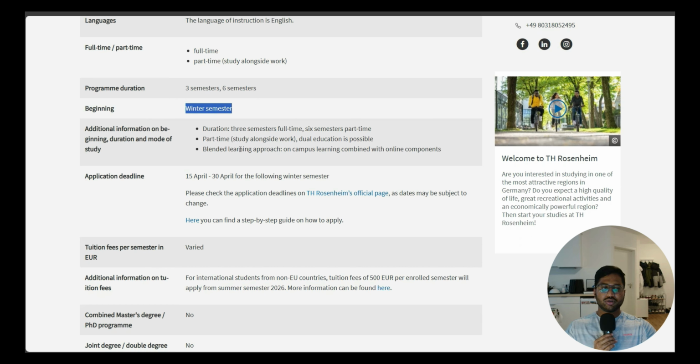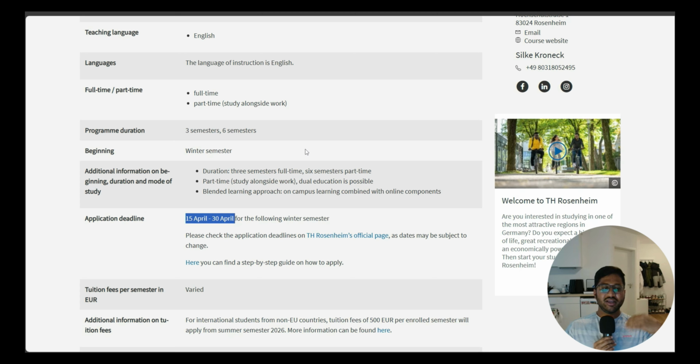So if you want to apply in winter semester, then the application starts from 15th April and ends on 30th April, which is only open for 15 days for the following winter semester. There is also a guide on how to check the official page. I'm just saying it starts on 15th April and ends on 30th April, so you have to be quick enough to apply for this particular college because the application window is only open for 15 days. If I forget, please comment or spam on 15th April. We will also make a video on how to apply for this particular course.